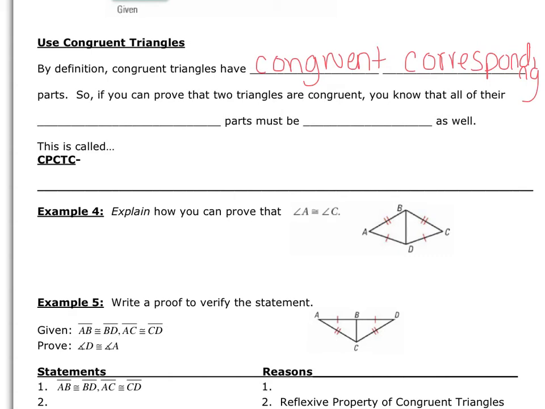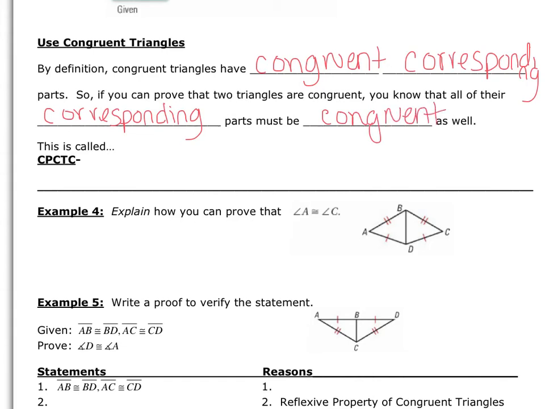What I'm saying is that we had some pieces and we were saying triangles were congruent. So now if we say triangles are congruent, then we know that their corresponding parts or pieces are also congruent. So if you can prove that 2 triangles are congruent, you know that all of their corresponding parts must also be congruent.